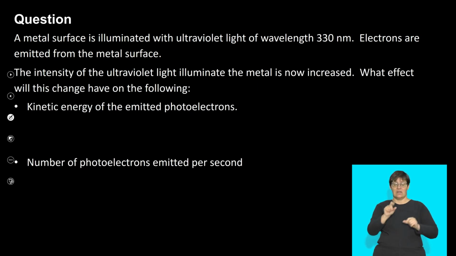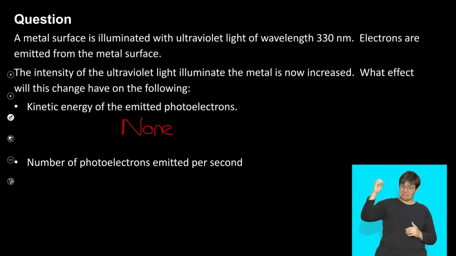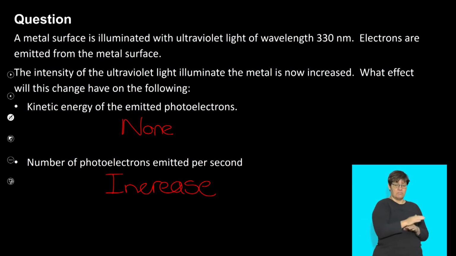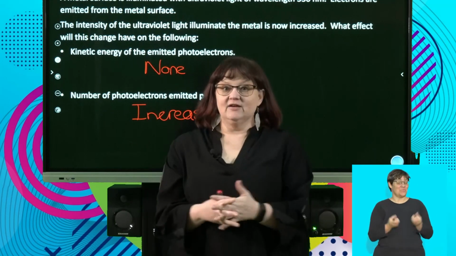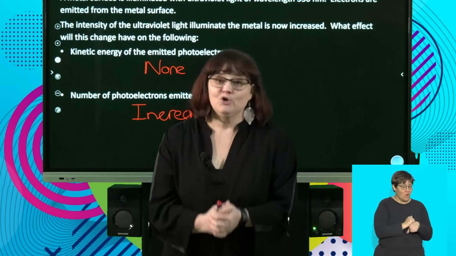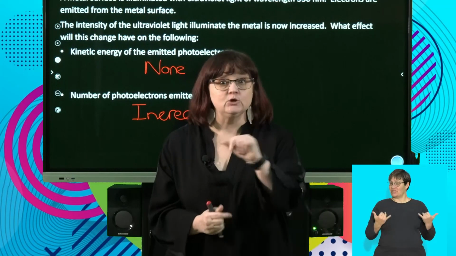The next question is just, we're going to do this quickly. If the intensity of the light is now increased, what effect will it have? The kinetic energy, none. Intensity doesn't affect kinetic energy. Number of photoelectrons affected, it'll increase. Okay. No effect on the kinetic energy, increases the number of electrons emitted per second. We've done lots of calculations. I'm hoping they're starting to make sense. Practice makes perfect. So that's it for today, and I will see you again next time.